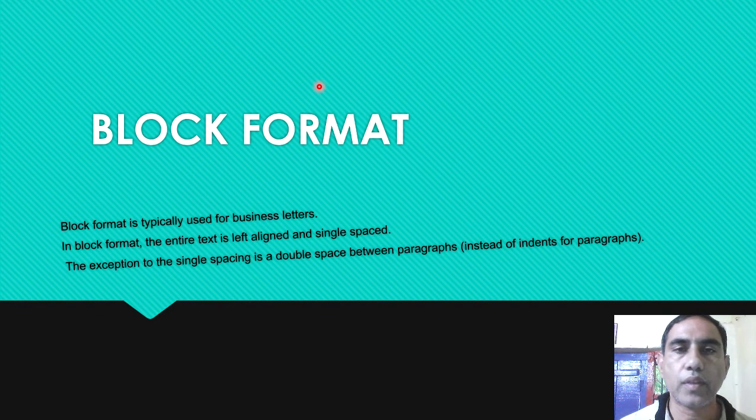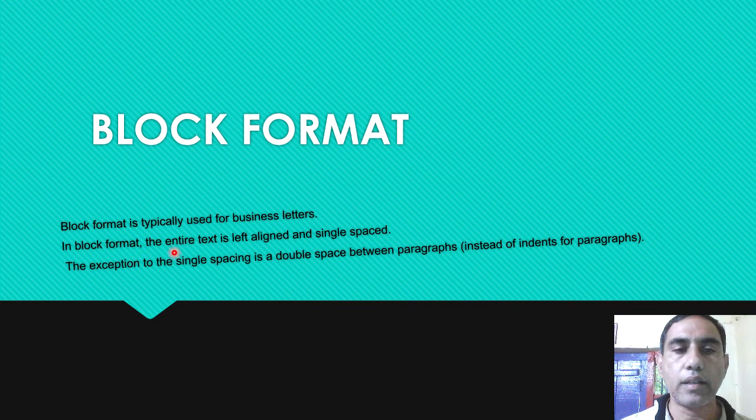Today we are going to learn letter writing in block format. Children, we have already learned the conventional mode of writing a letter in our previous class. Let's learn the block format today. Block format is typically used for business letters.